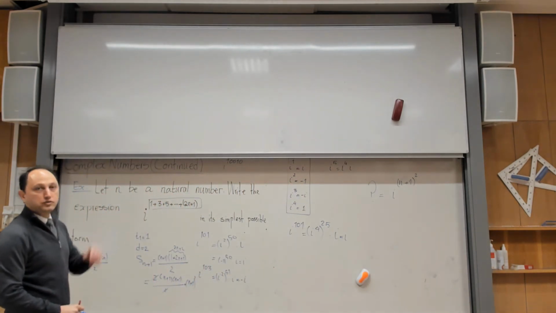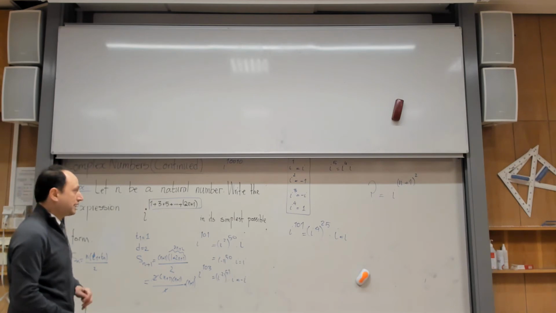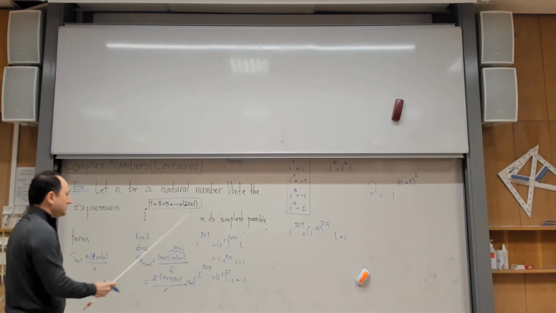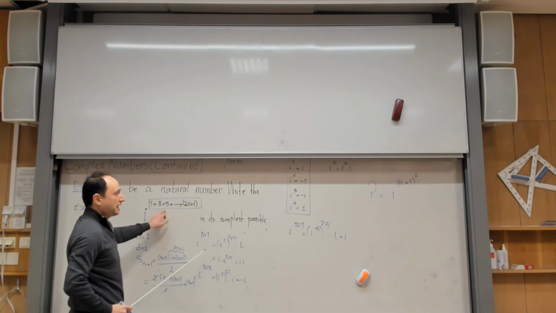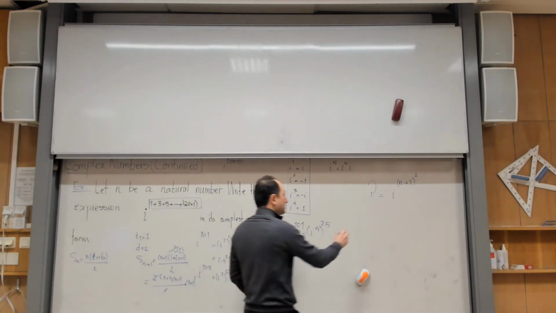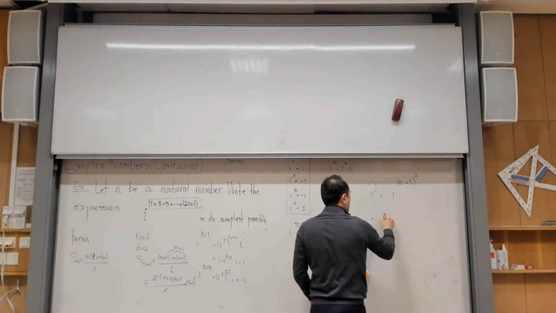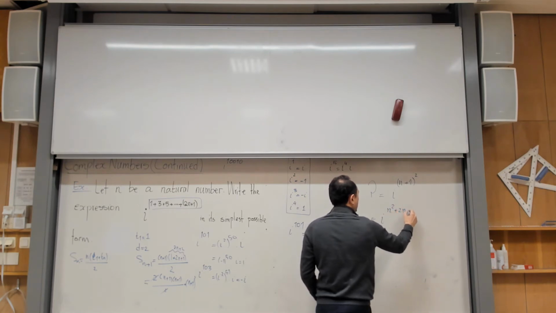So I have to be able to answer this question. At least I made a little bit of simplification. This is simpler than I had. So what can I do? I can raise it to power 2. So it becomes i to the power of n squared plus 2n plus 1.